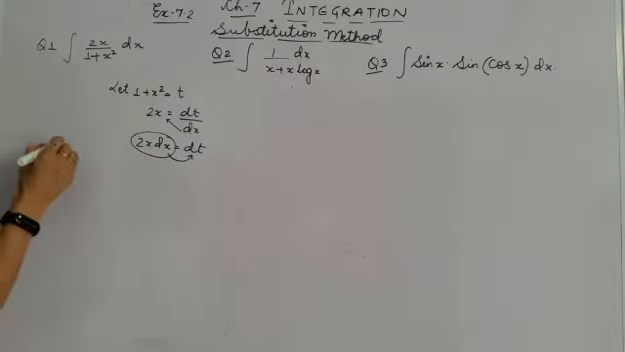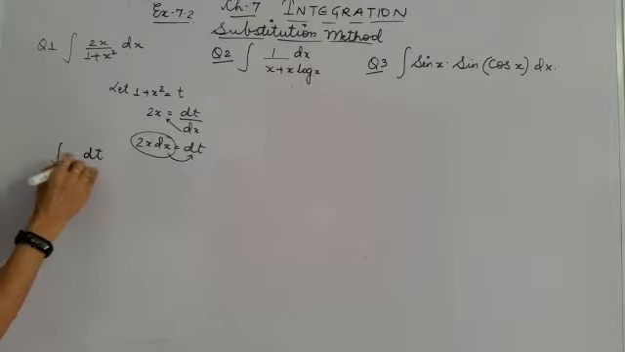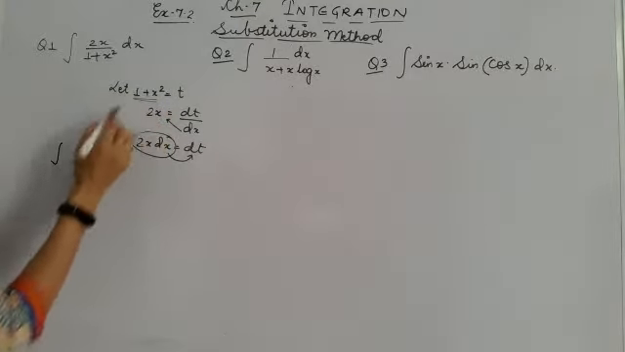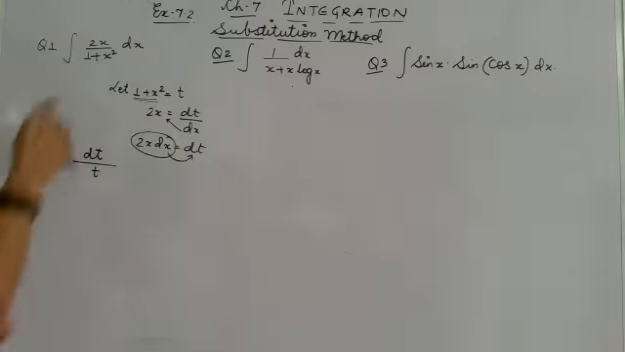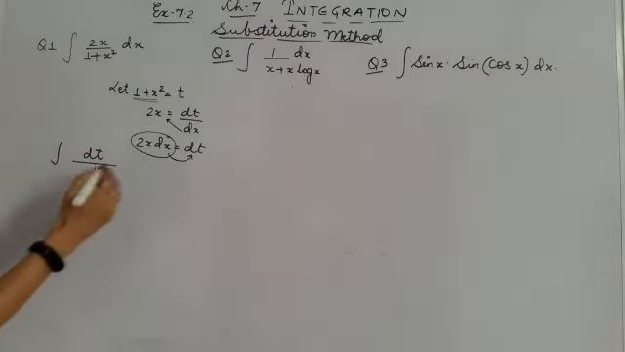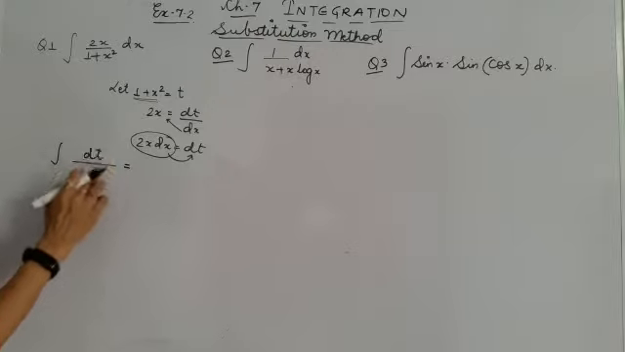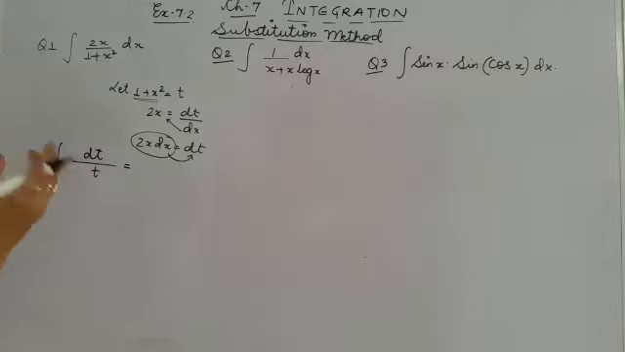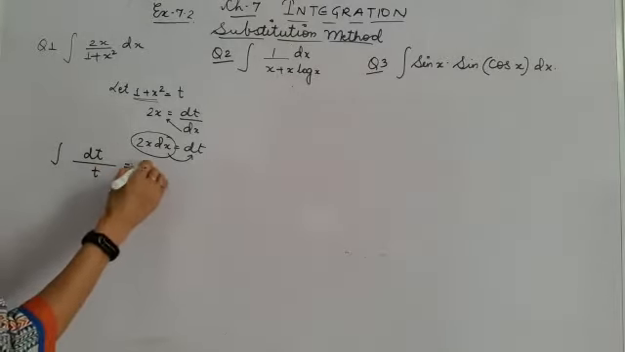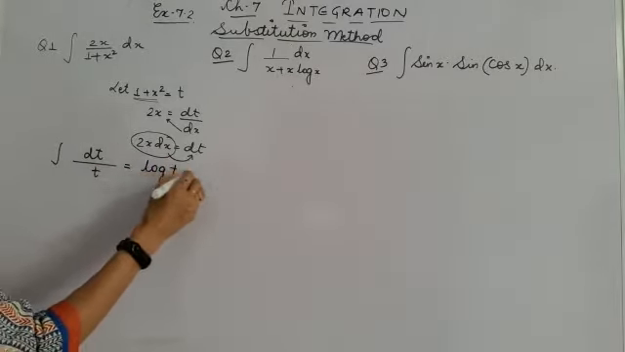So this complete numerator is now changed into just dt and the denominator can be written as 1 by t. Now my given question is converted into another variable, but now I have got a direct formula based question. So I can write it as integration of 1 by t. Integration of 1 by x is log of x. Here it is given in the variable t, so integration of 1 by t is log t. So I will be writing it as log t plus c.